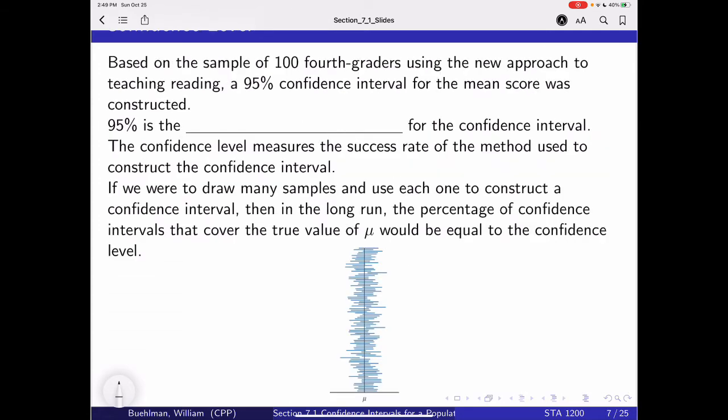Based on the sample of the 100 fourth graders using a new approach to teach reading, a 95% confidence interval for the mean score was constructed. 95% is the confidence level.